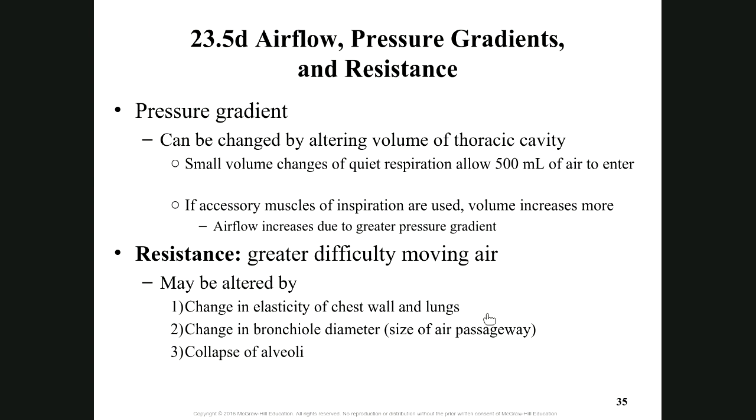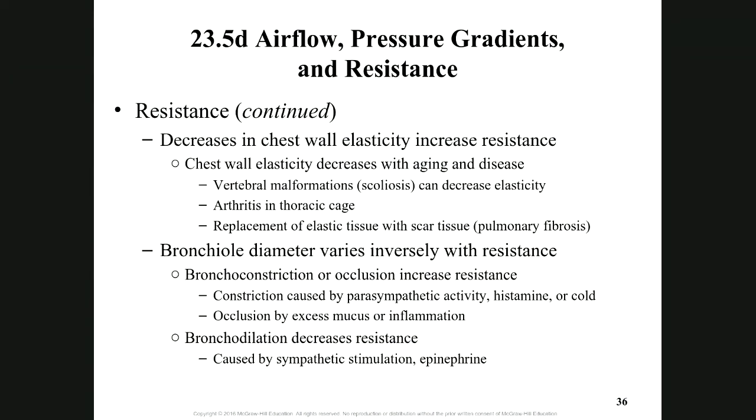Here you can see how the resistance can change the amount of airflow. I talked about the elasticity of our chest, and when this elasticity decreases, the resistance goes up. The chest wall elasticity decreases with aging and different diseases. Vertebral malformation, like scoliosis, can decrease the elasticity, so our chest cannot expand enough and go back to its original shape normally. When we have arthritis in the thoracic cage, when we have inflammation of the joints which we have between our ribs and sternum, and between our ribs and the vertebrae in our vertebral column, then this elasticity changes.